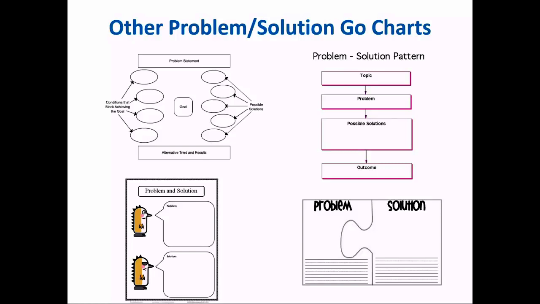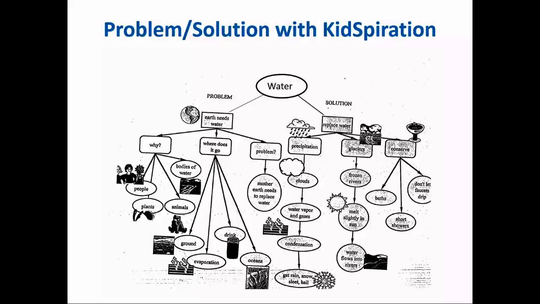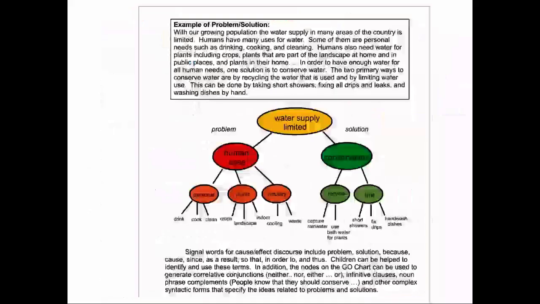This one has a place for a few more details, but again, I just find the hierarchical ones easiest to use when we're trying to get children to really understand how to interpret a passage and where all of the bits of information fall, and which ones are the topic, the subtopics, and the main ideas and then the details.